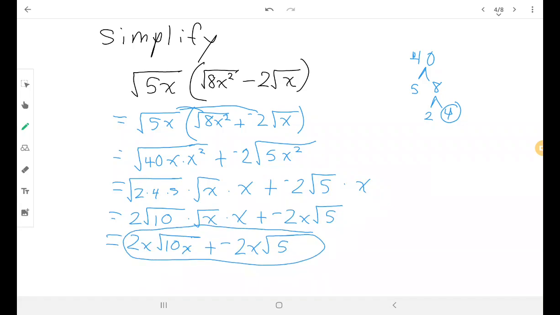Now, there's other ways you can change that plus negative to a minus, things like that. But there's no other good way to combine it, because notice that the radicals are not like terms. One is 10x, one is 5 inside of the root, the radical symbol. And because of that, we can't put these together any more than we have.